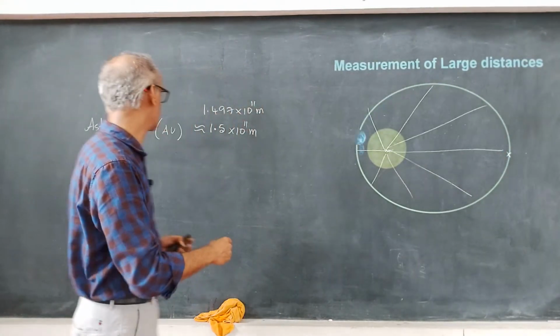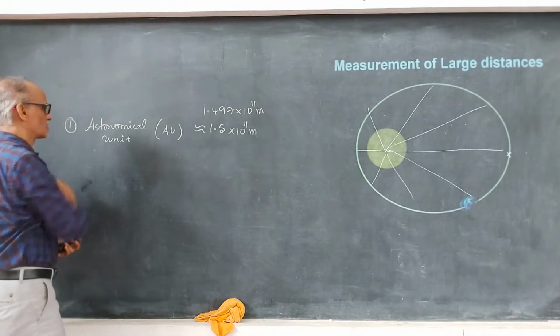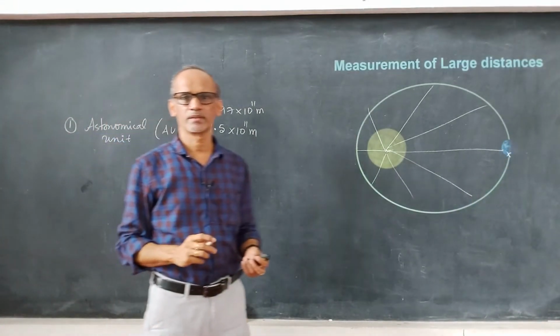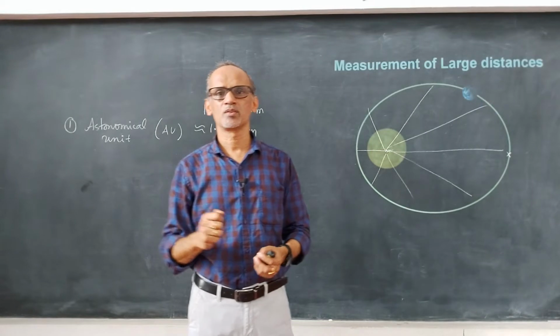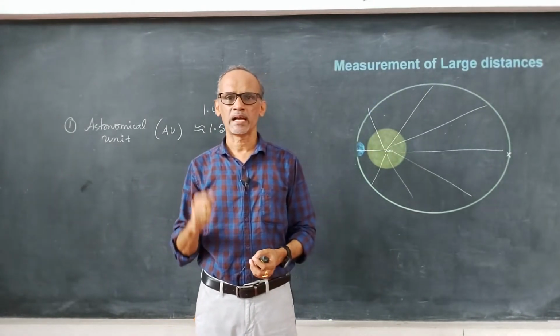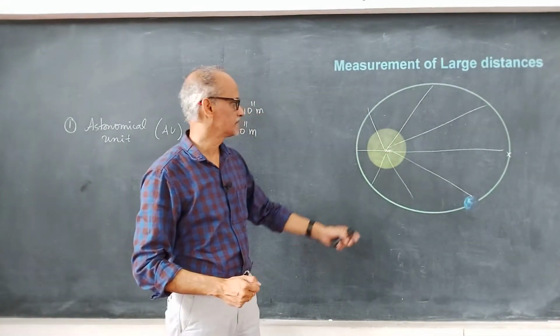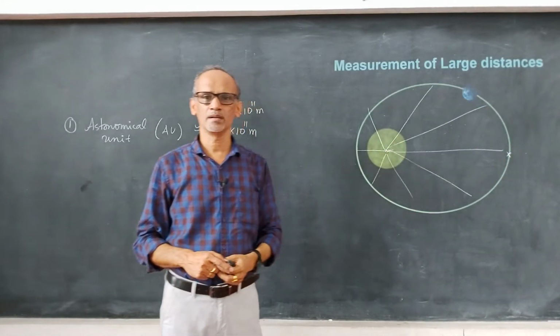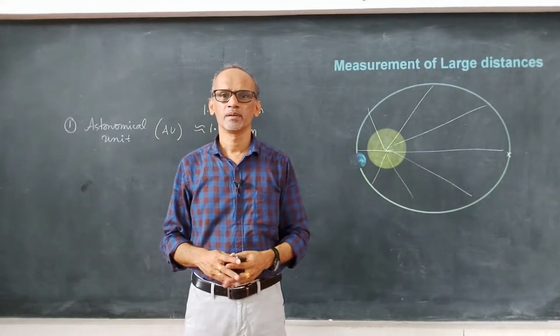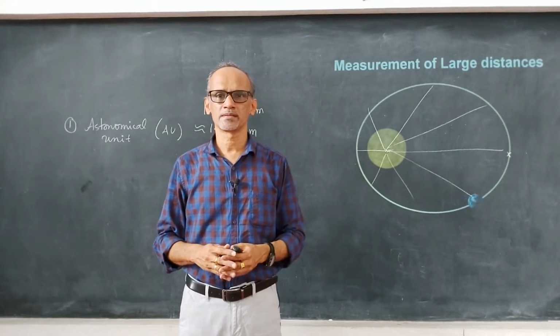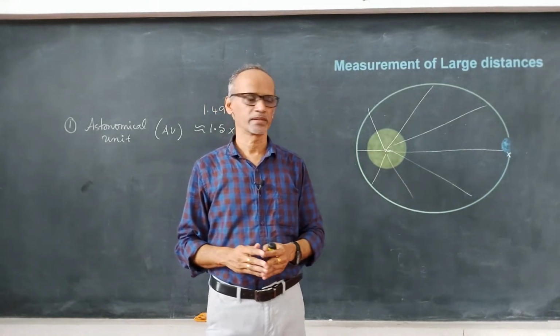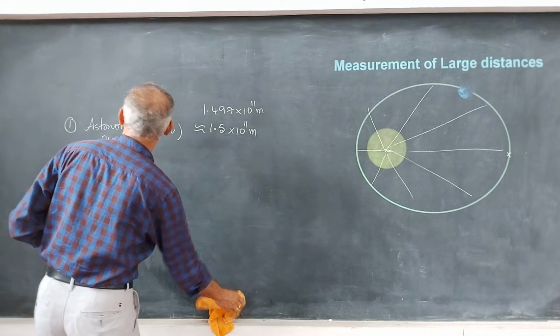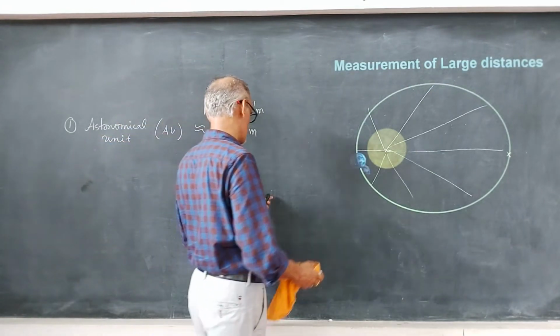So what is the first unit? The first unit is called astronomical unit. So what do you mean by astronomical unit? Astronomical unit is nothing but the average distance between the sun and the earth. Average distance, mean distance, is called astronomical unit. So that is one of the units which is used.